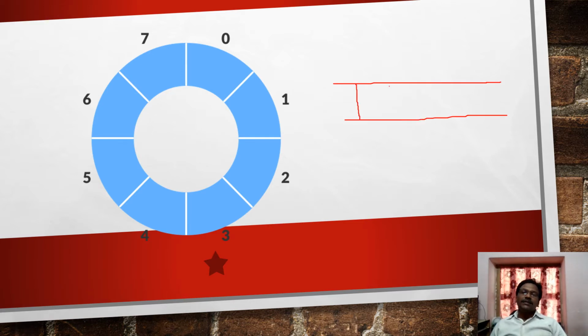In a circular queue, when all the elements are inserted and some of the values are deleted, then after the last element is inserted, if the first element is free, that space is reused. That is the main concept.